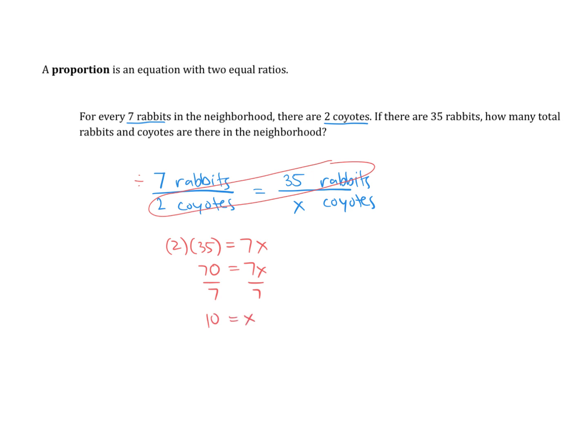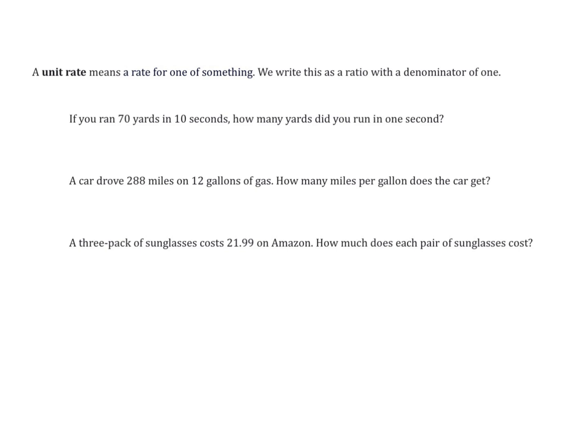So that means if I have 35 rabbits, I would have 10 coyotes. And the total is what I'm being asked for, so I have to remember to go back to the question and answer what it's asking me. It's asking me for the whole. So I need to add up the 35 rabbits and the 10 coyotes, and we get 45 total rabbits and coyotes combined. Now let's talk about unit rates.